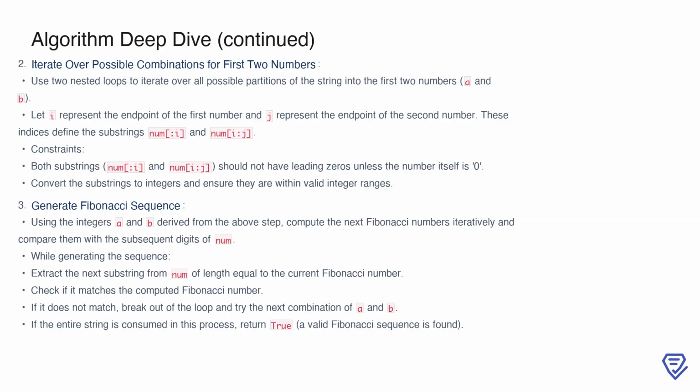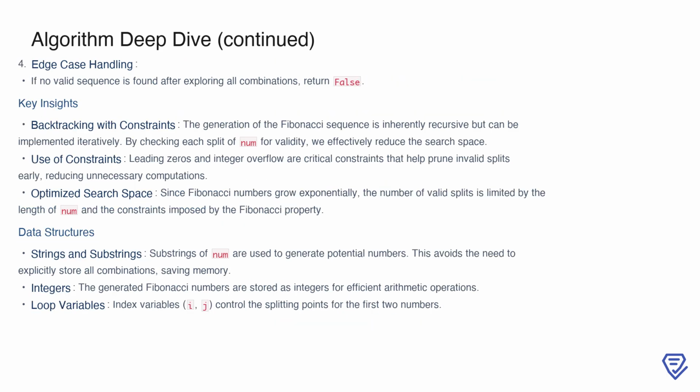If the entire string is consumed while matching the Fibonacci sequence, we conclude that the string represents a valid sequence and return true. When no valid Fibonacci sequence is found after trying all possible combinations, the algorithm returns false. This ensures that every potential split has been exhausted before concluding failure. A key insight here is the use of backtracking combined with constraints.